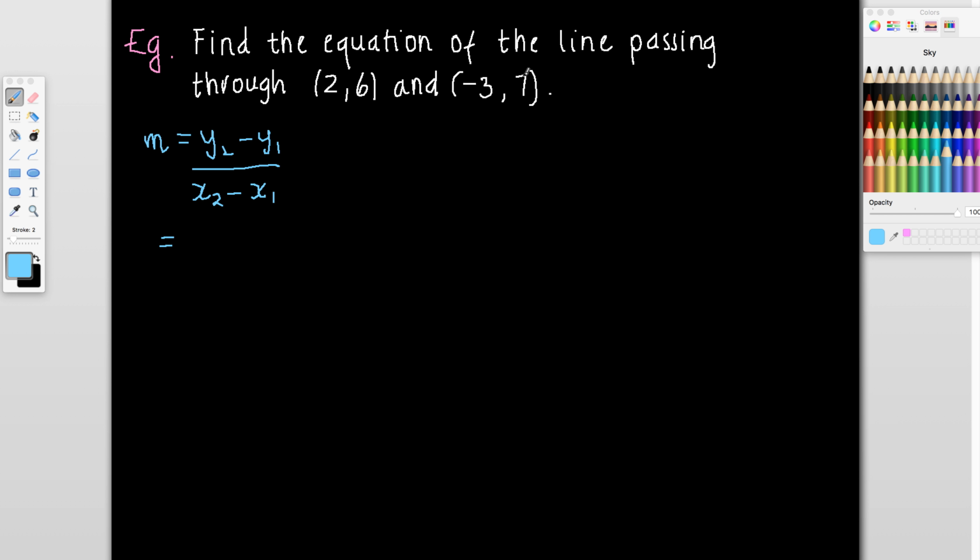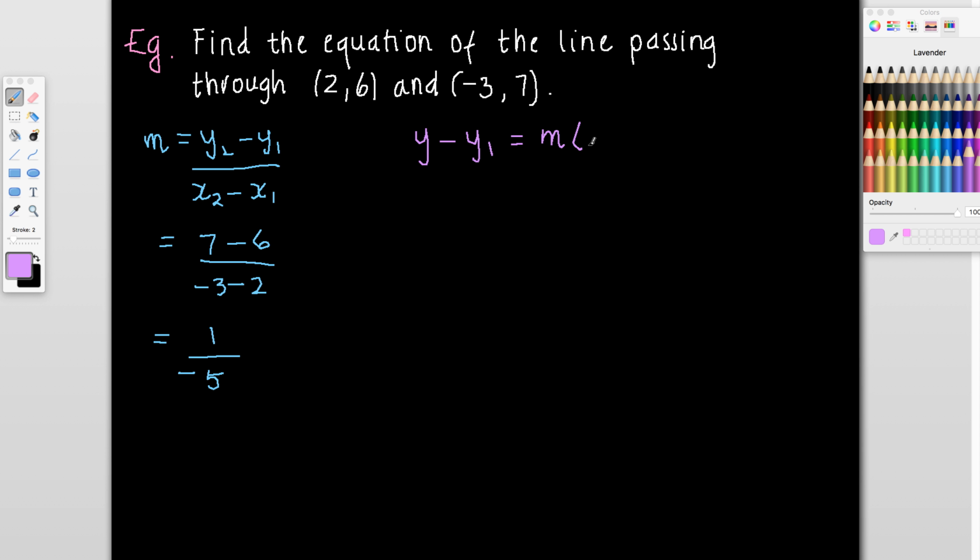It doesn't matter. So I've got 7 minus 6. That's the difference in the y values. Then I've got negative 3 minus 2. So that's going to be 7 minus 6 is 1. Negative 3 minus 2 is negative 5. So there's my gradient.